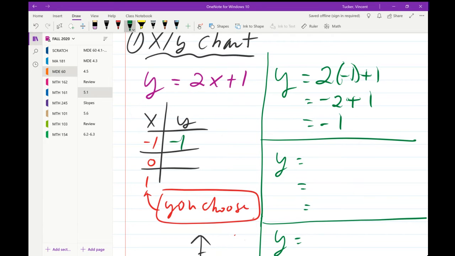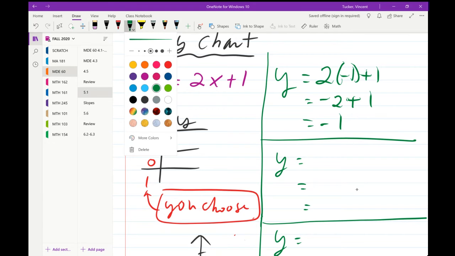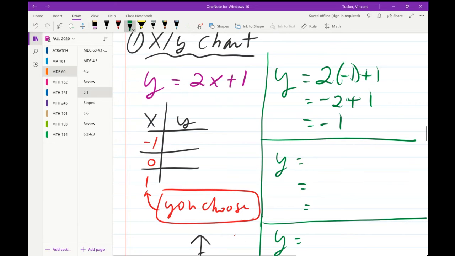So it just so happens, why am I dragging it like that? Hold on 1 second. I'm trying to figure out what's going on with this marker. Okay. Anyway, I'll figure it out later.